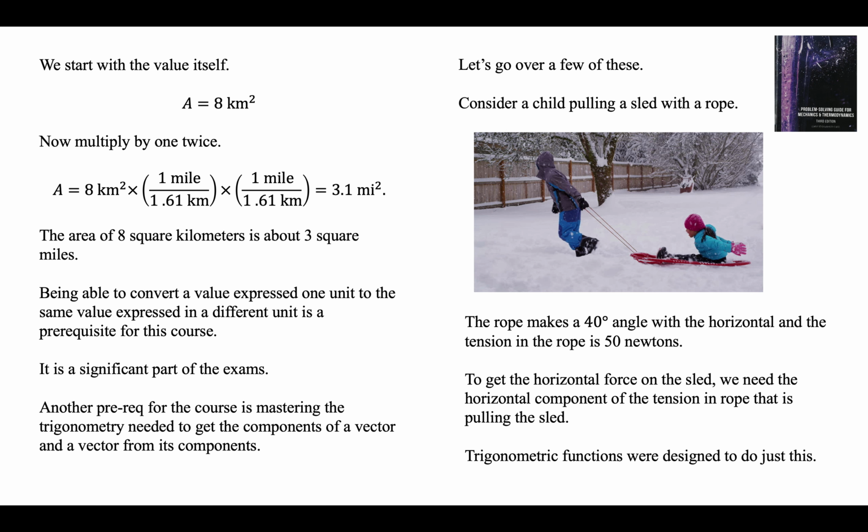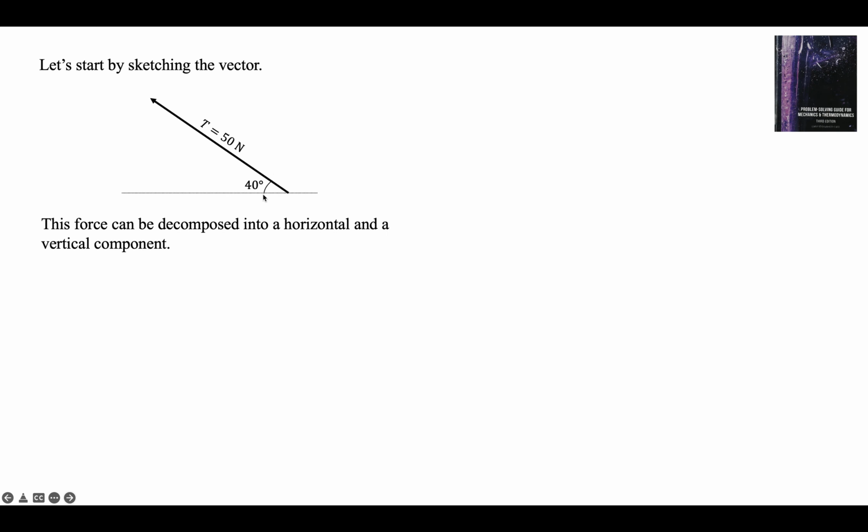Trigonometric functions were designed to do just this. So let's start by sketching the vector. It's a vector diagram, 50 newtons, 40 degrees above the horizontal. The force can be decomposed into a horizontal and a vertical component. There's T sub x, the tension in the x direction, and T sub y, the tension in the y direction.